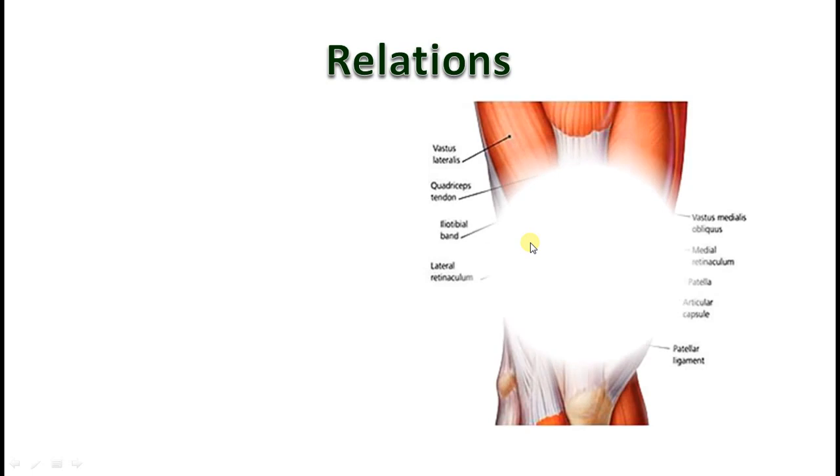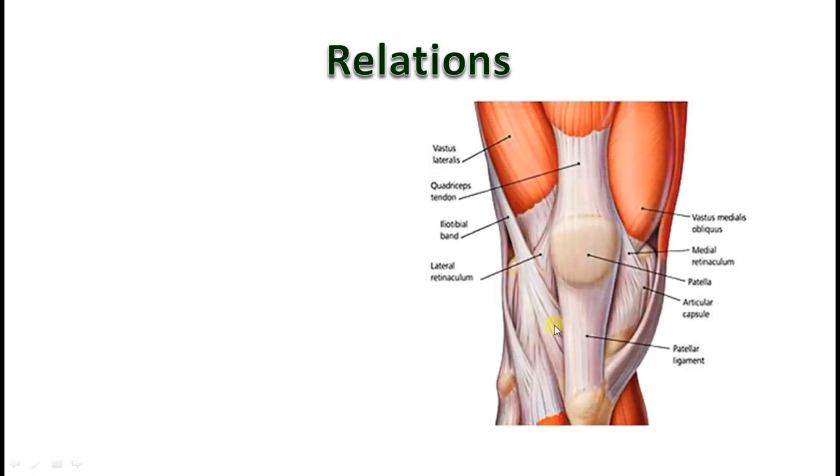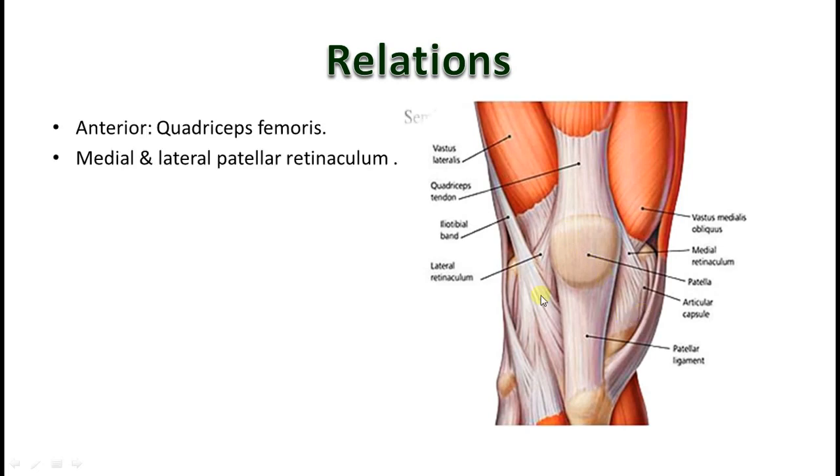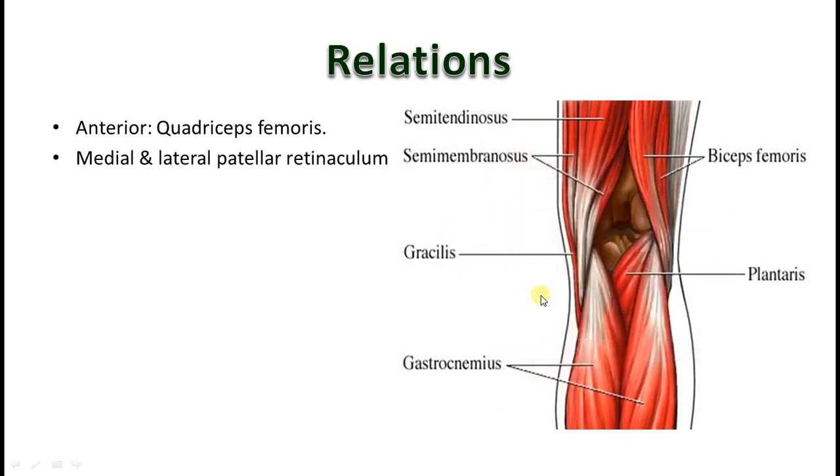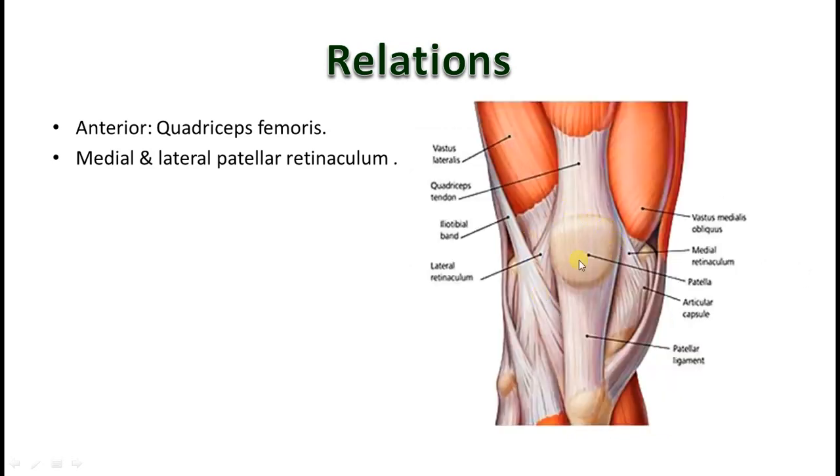Next, coming to the relations of the joint, in front it is mainly related to the quadriceps tendon. Naturally the ligamentum patellae also gives an extension laterally, which is called the medial and lateral patellar retinaculum. So the quadriceps tendon and the medial and lateral patellar retinaculum form the anterior relation of the joint.